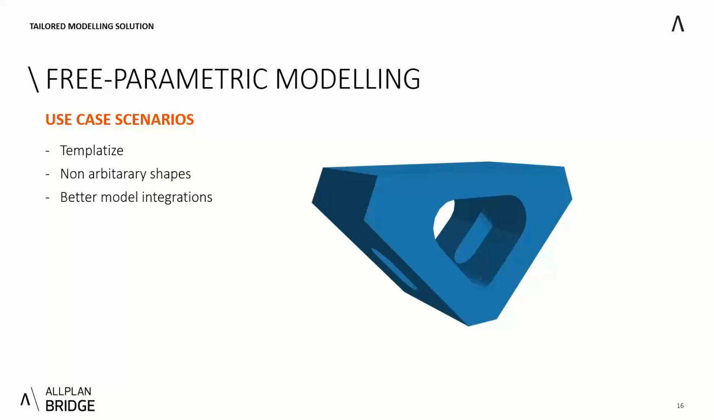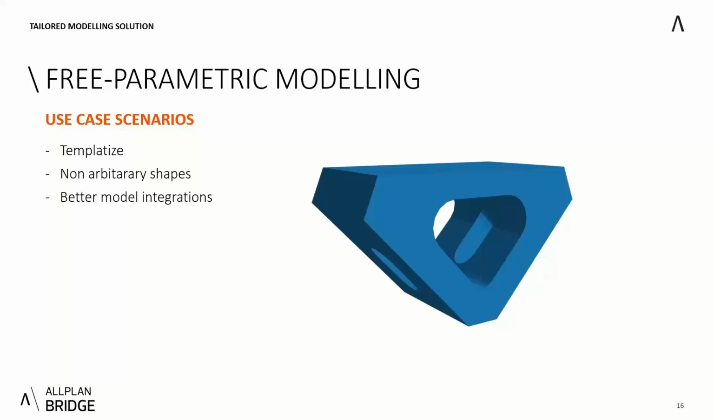The third use case, or advantage of the approach, is better model integration. When we have a parametric approach, everything is quite integrated. So when you move the alignment, as we've seen in the previous slides, the whole deck also moves all along. So this is the model integration.